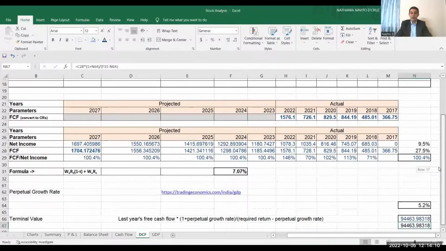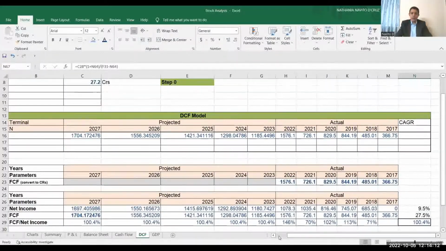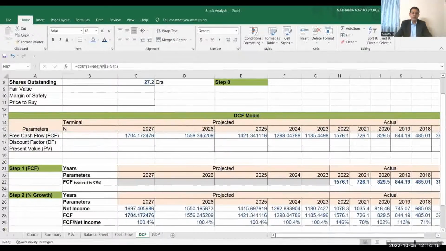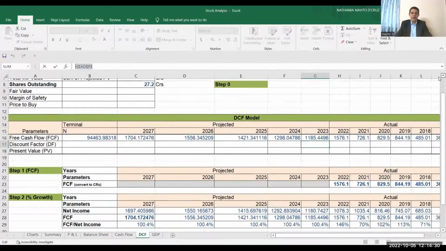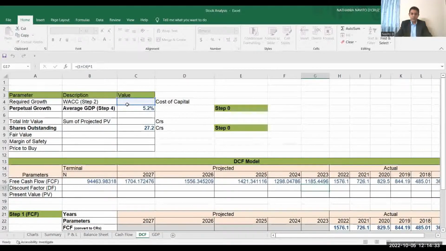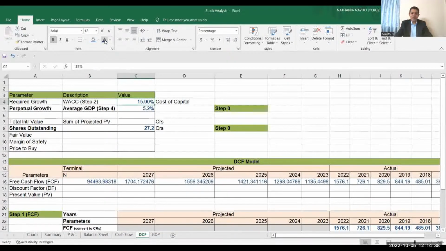So now that we know our terminal value, we go and populate our terminal value into our model. So here comes our terminal value. Now the discount factor, we already know the formula. Here is the formula: 1 plus C4. C4 is our required rate of return, required growth based on the WACC model. I have highlighted here. I have taken it, okay, 15%. We can also check it out with 7.07 as well later on. For now, let us use 15%.